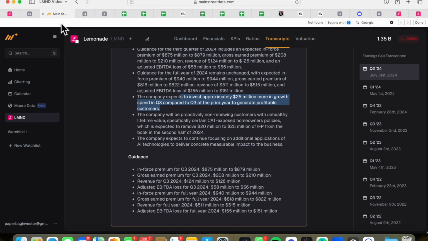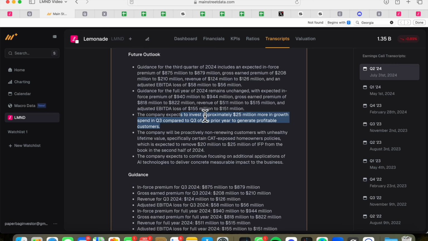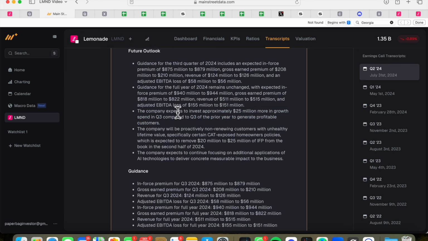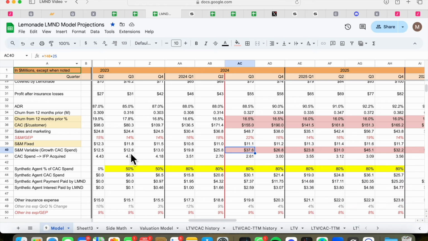Here's a nice summary. In the earnings call of last quarter, they said they expect to invest approximately $25 million more in growth spend in Q3 compared to Q3 of the prior year. So that's a big clue. We know they're going to spend $25 million more this quarter than they did a year prior. If we flip over to my Lemonade model, for Q3, if they're spending $25 million more than the previous year, which was $12.6 million, they're at about $37 million in growth spend. So a major quarter for growth spend in Q3.